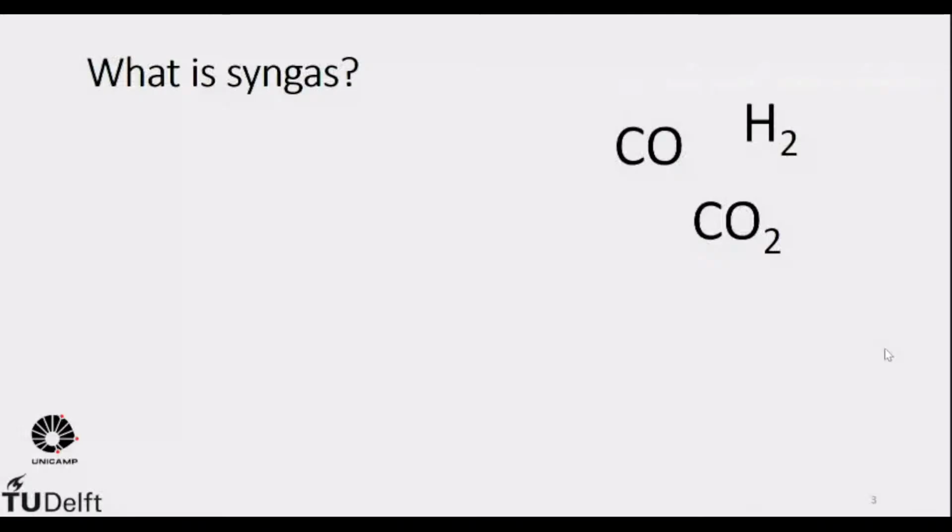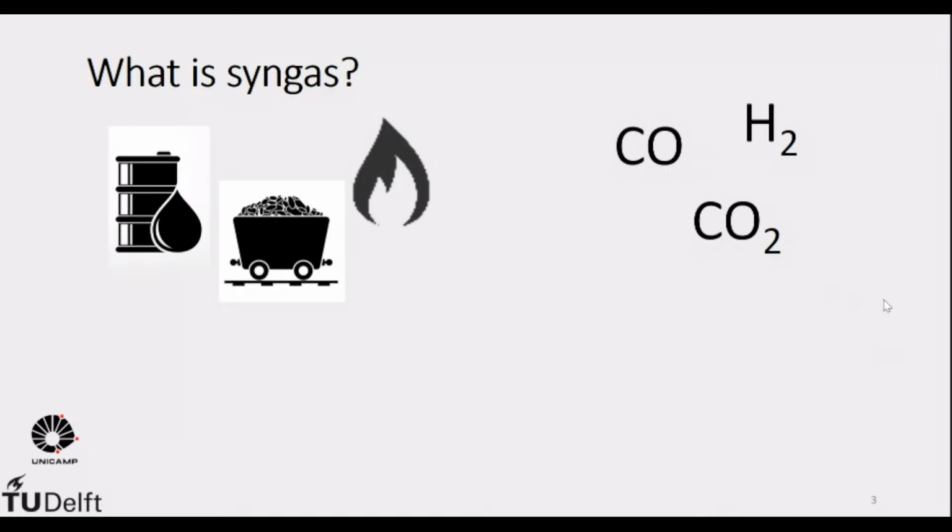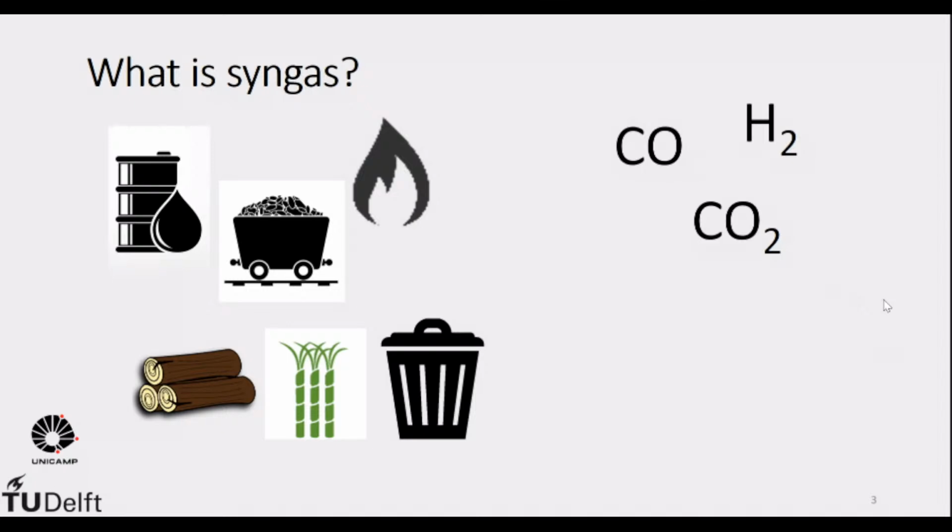I want to start by telling you what syngas is. Syngas is a gas mixture of three gases: carbon monoxide, carbon dioxide, and hydrogen. Traditionally it has been produced from the thermochemical conversion of fossil-based materials like coal, oil, and natural gas, but it can basically be produced from any substance containing carbon. For instance, renewable feedstocks like wood or agricultural residues. I put here sugarcane bagasse, which can be used, and municipal solid wastes can also be used to produce the syngas.